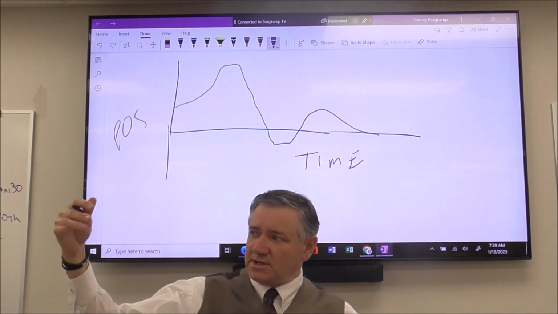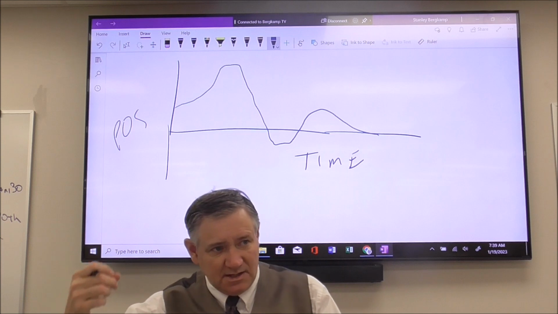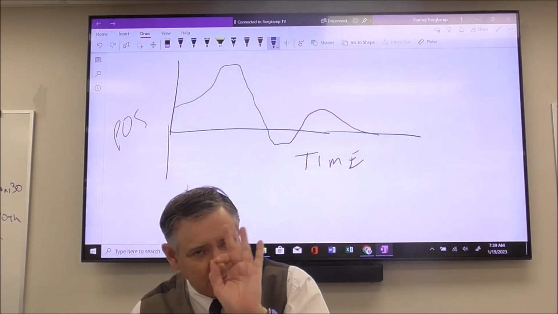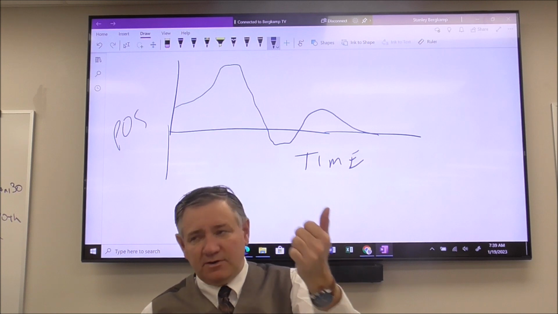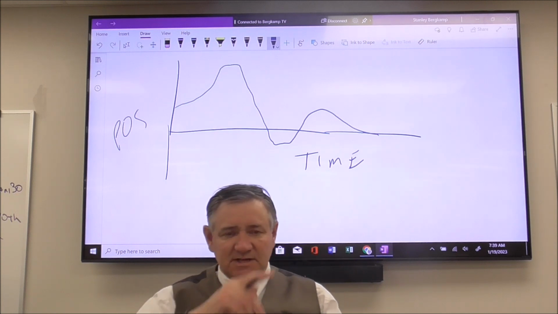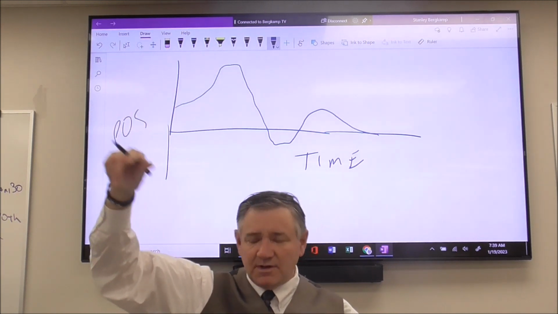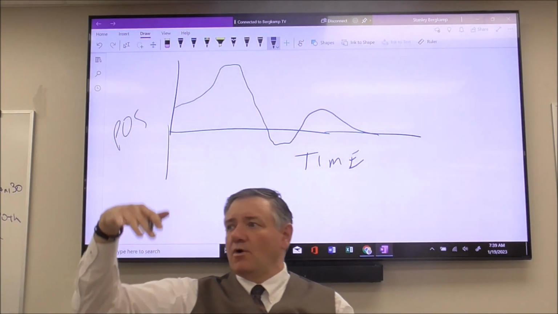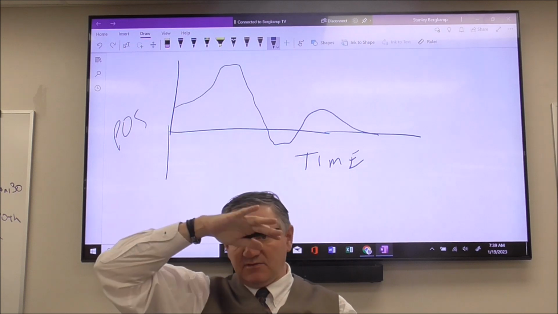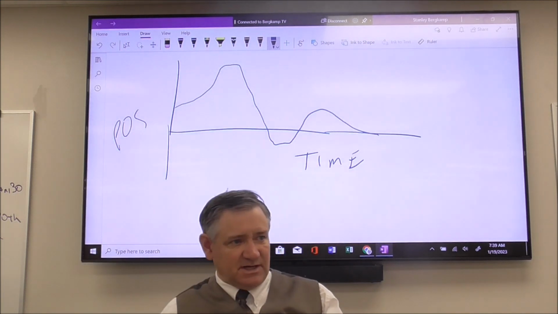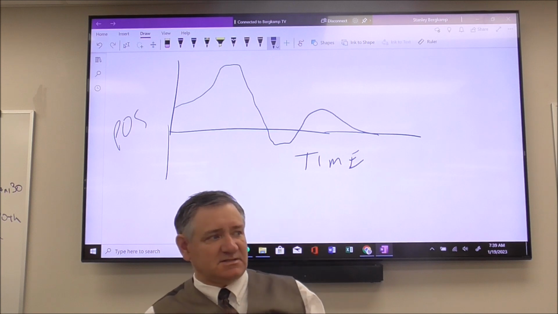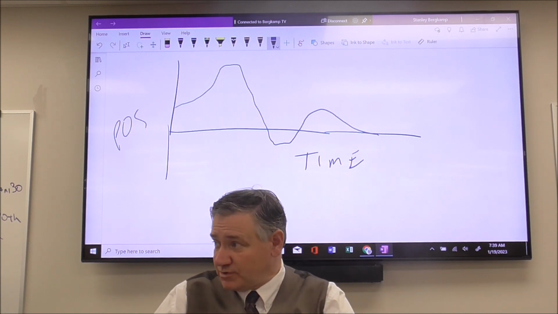So when you look at any motion in this class, there's only three possible options. Count them, only three. You're speeding up, which means that line is going to become more steep. You're slowing down, which means that line's going to become more shallow. Or you're at a constant velocity, which means the slope is going to be the same. That's it.